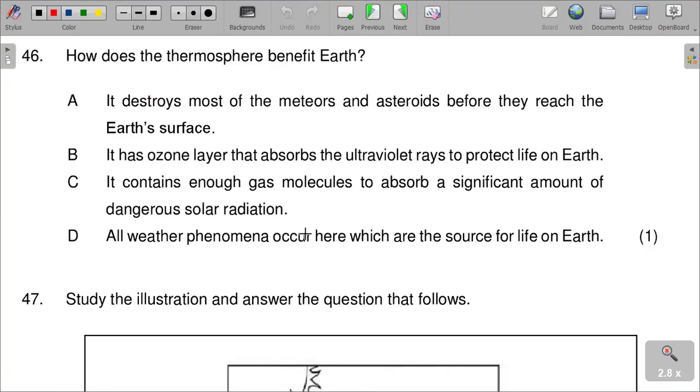How does the thermosphere benefit the Earth? Number 46. It contains enough gas molecules to absorb a significant amount of dangerous solar radiation. So for number 46, C matches the best answer.